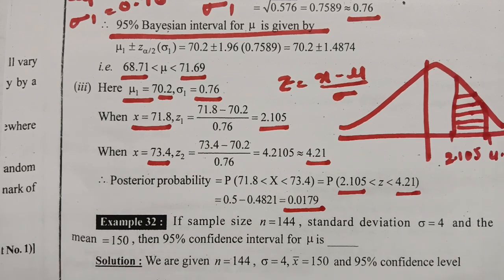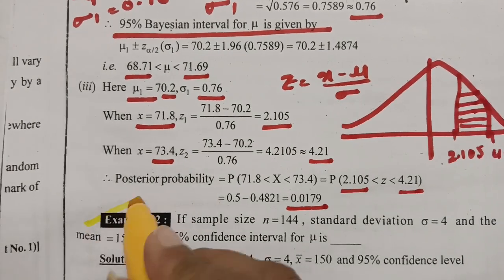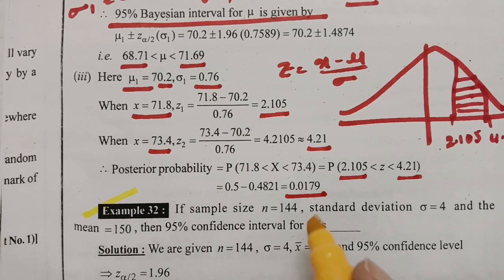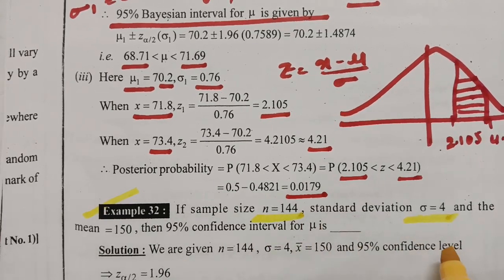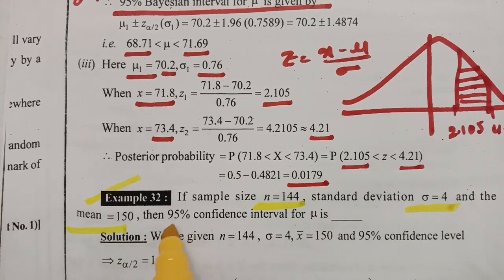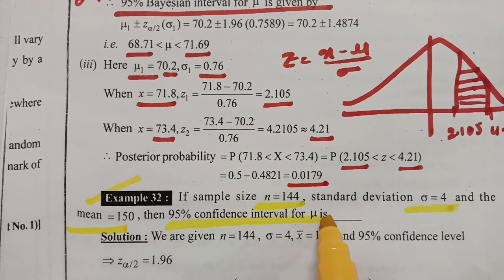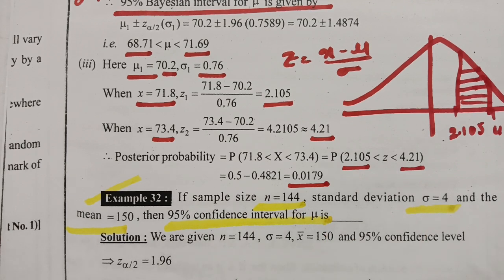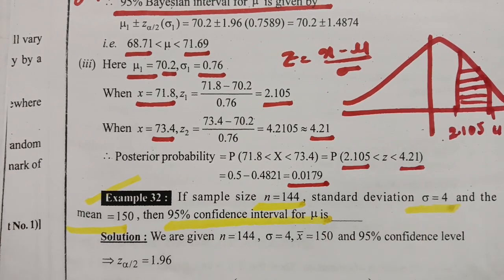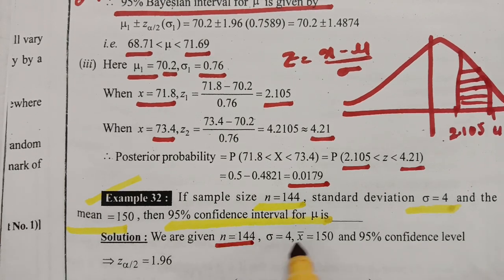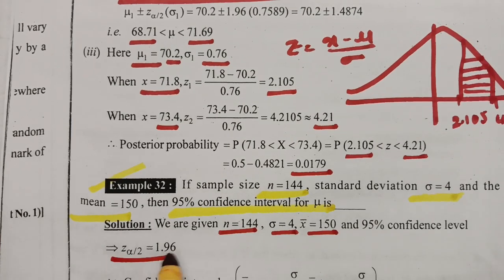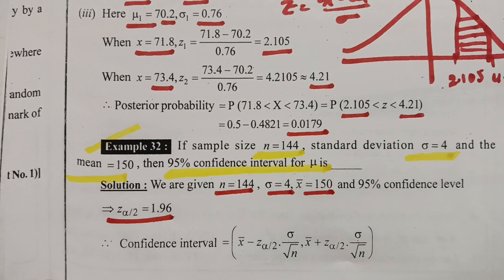And the next question here is, in a sample size n is equal to 144 and the standard deviation sigma is equal to 4 and the mean value is 150, then 95% confidence interval for the mean is. So it's also very easy. N value is 144, sigma value is equal to 4, x bar is equal to 150, and for 95% confidence interval z alpha by 2 is equal to 1.96. Here is the formula: x bar minus z alpha by 2 sigma by root n comma x bar plus z alpha by 2 sigma by root n.